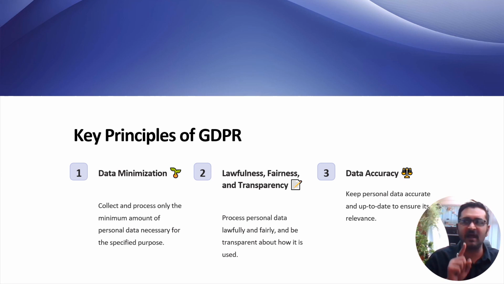Thirdly is data accuracy. So the objective of data accuracy is to keep personal data accurate and up to date to ensure its relevance and its integrity. Okay, remember integrity is the middle character in the CIA triangle. So integrity of data.